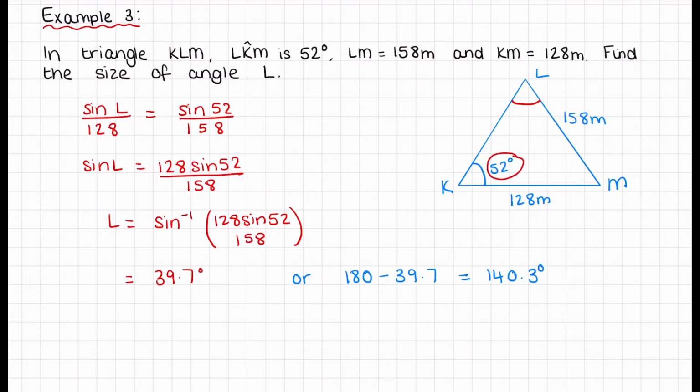If we did 140.3 plus 52, we get an angle which is greater than 180, which is impossible because a triangle has to have three angles that add up to 180. So 140.3 plus 52 is greater than 180. Therefore, we can reject. It's impossible to have a triangle with those angles. So for this one, the only possible solution is 39.7.